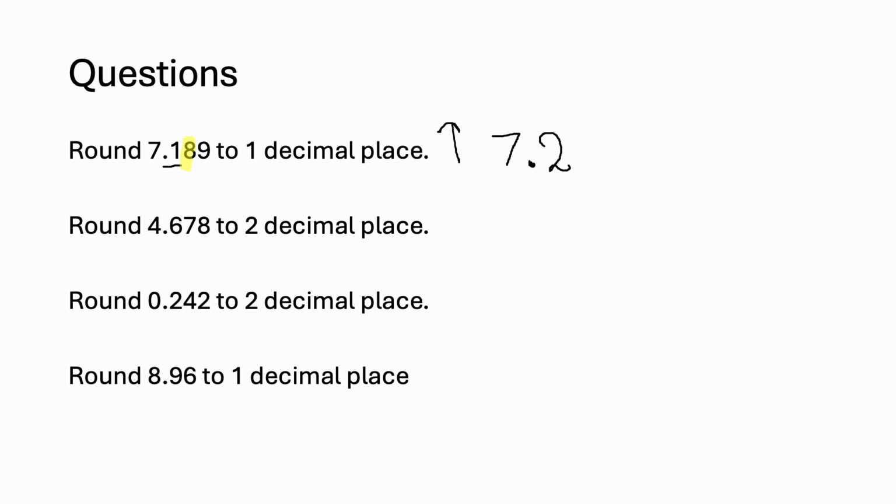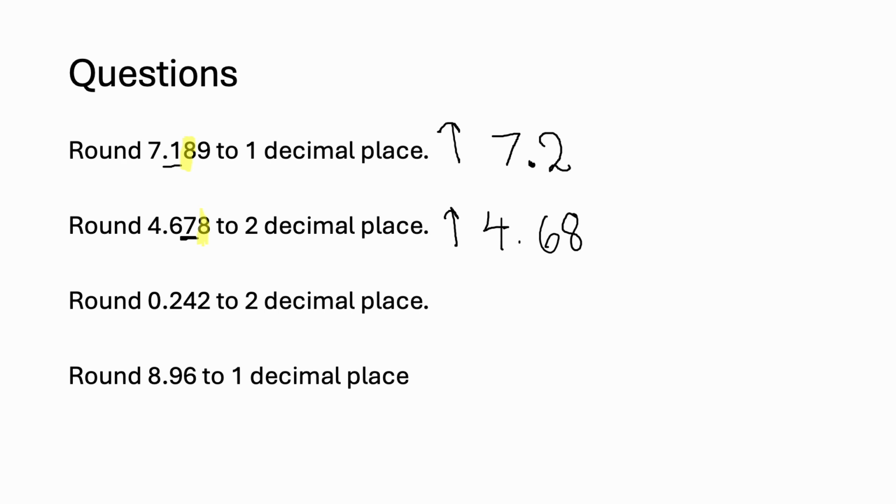Next question here. Round 4.678 to 2 decimal places. Same thing. This 7 is going to be the second decimal place here. So that's the one that we are concerned with. Then we look at the number that is to the right of that 7, which is this 8 here. 8 is bigger than 5, so that means we round up, meaning that this 7 at the end will turn into an 8. So we get an answer as 4.68 to 2 decimal places.